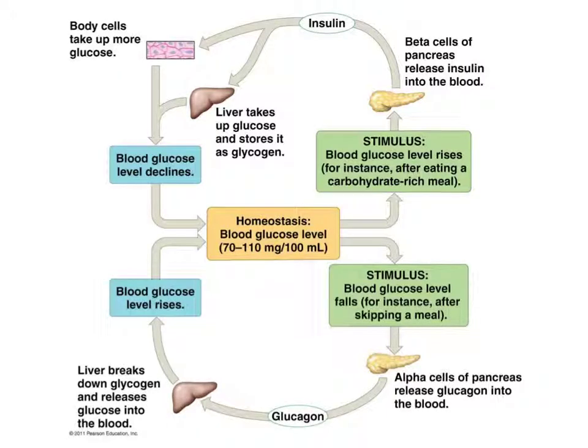Now here's a nice little picture of this going on. So our stimulus, if blood glucose level is high because you just ate, then the pancreas will release insulin. Insulin will cause a reduction in glucose levels back to homeostasis. If it has been a while since you've eaten, you get the opposite response. So the pancreas releases glucagon. This causes blood glucose levels to rise back up to the homeostatic level.